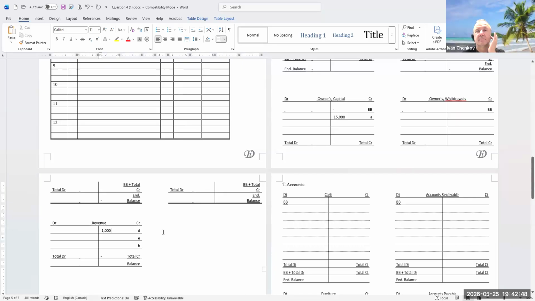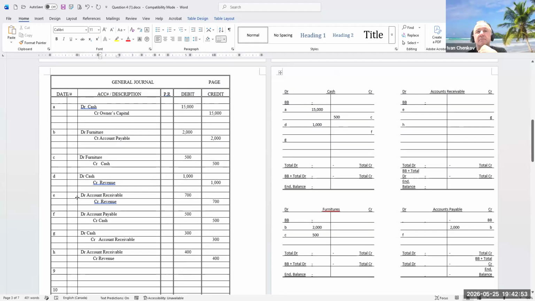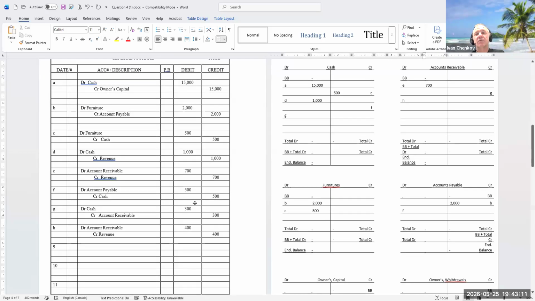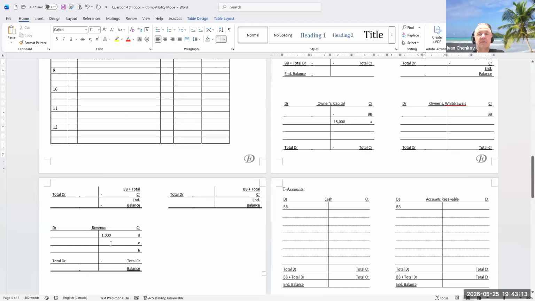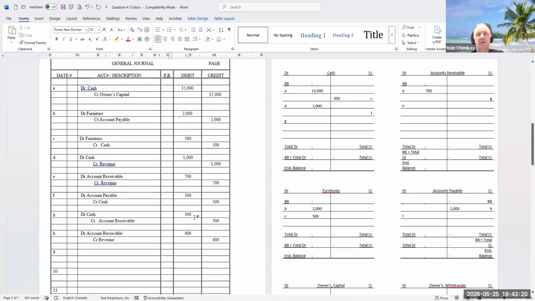Next one. Letter E, what we get, we created accounts receivable, debit accounts receivable, that's going to come here. And why do we have the accounts receivable? Because we provided the services, but the client didn't pay. So that will be more revenue for us. We're generating more revenue. Unfortunately, we didn't get the cash. We have to wait for the cash.